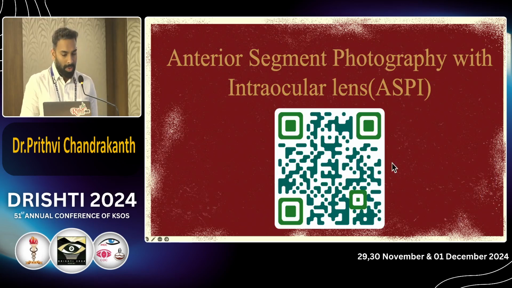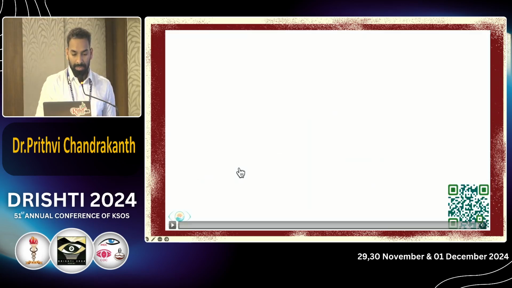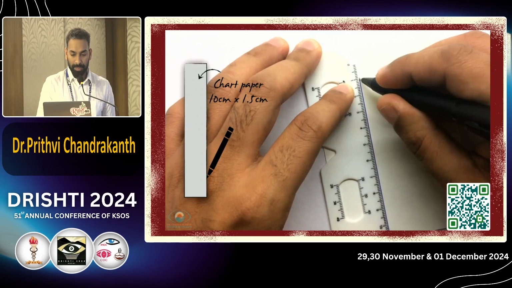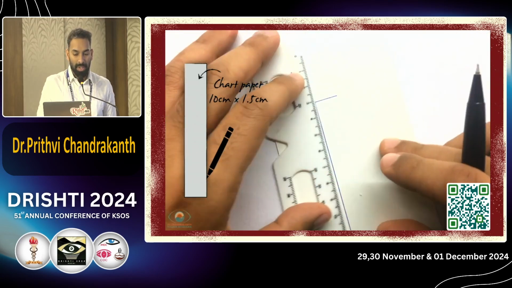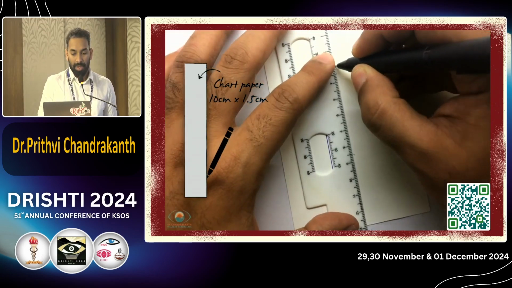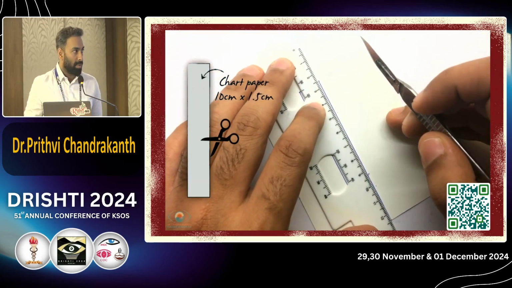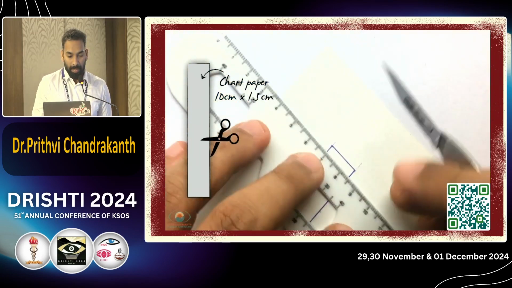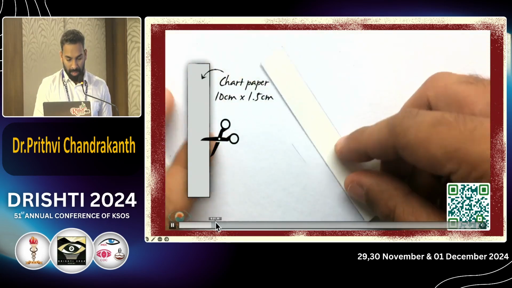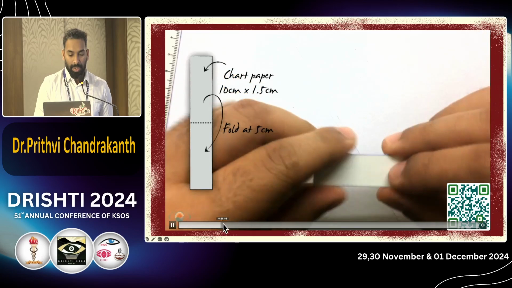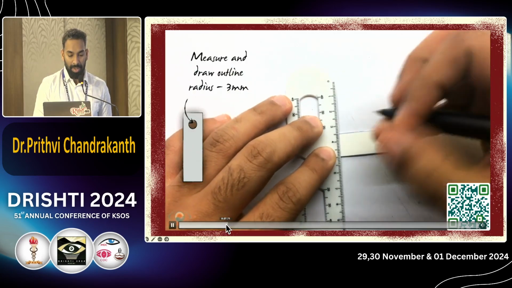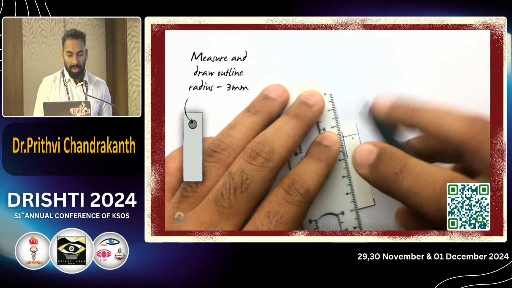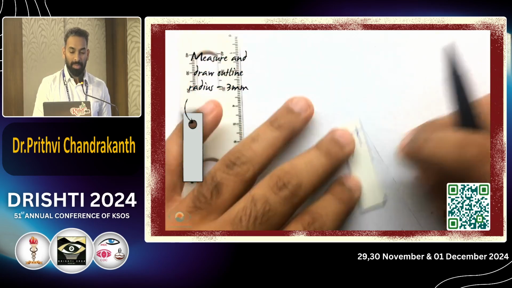What if you don't have a slit lamp and you need to take an image? This is a do-it-yourself technique where you can take a chart paper and cut it into 10 centimeters by 1.5 centimeters. Once you've done that, you can fold it on itself, and in between you can mark these areas, that is for making a hole to keep the intraocular lens.